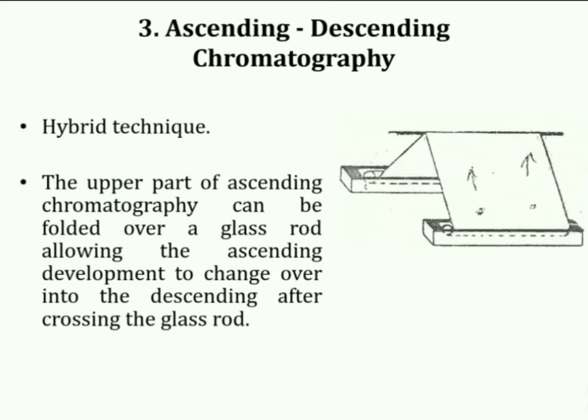Next type is ascending descending chromatography. Ascending descending chromatography technique is a hybrid of the previous two techniques. In this technique, the upper part of the paper used in ascending chromatography can be folded over a glass rod, which then allows descending development. The complete setup allows the ascending development to change over into the descending one after crossing the glass rod.